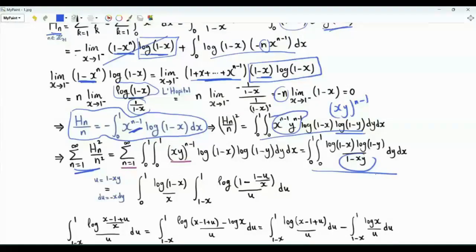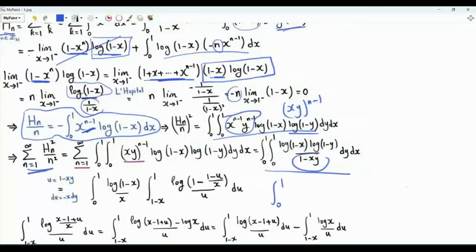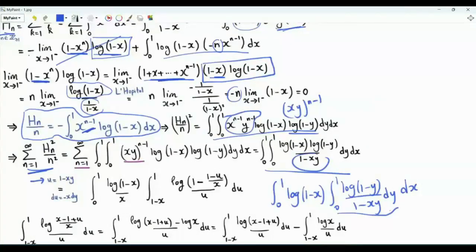Let's focus first on the integral with respect to y. So here we have an outer integral with respect to x. Log(1 minus x), let's take it outside. And our initial focus is this integral from 0 to 1 of log(1 minus y) over (1 minus xy) dy. We will do a change of variables. Specifically, we use u equal to 1 minus xy. We are changing y to u. du is minus x dy. So let's do this change here.